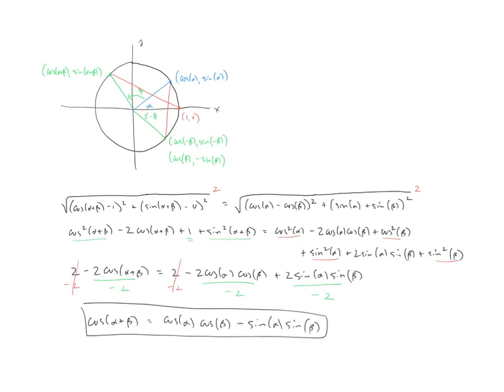So cosine of a sum, alpha plus beta: cosine of a sum is cosine alpha cosine beta minus sine alpha sine beta. Now that one was the most difficult to derive, but because we've come up with it, now we can use it for other things. The next identity would be cosine of a difference.